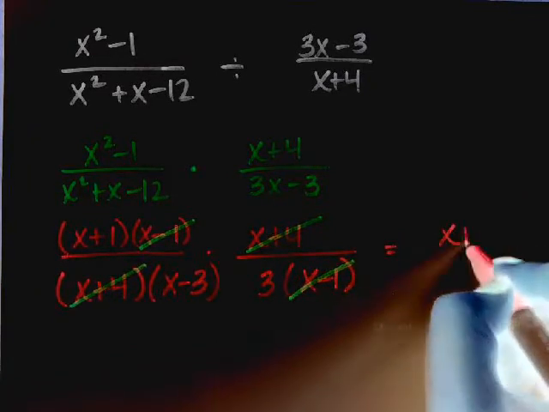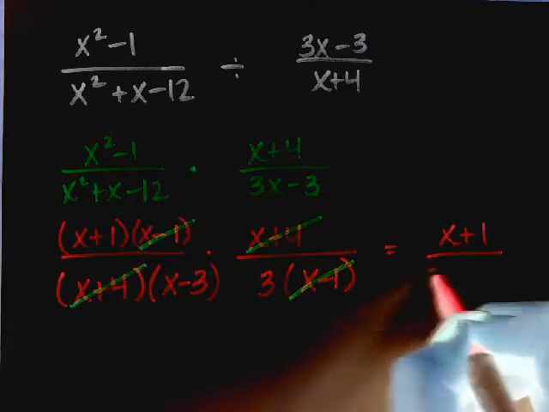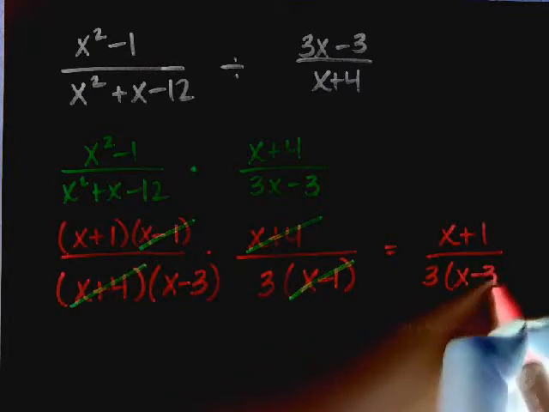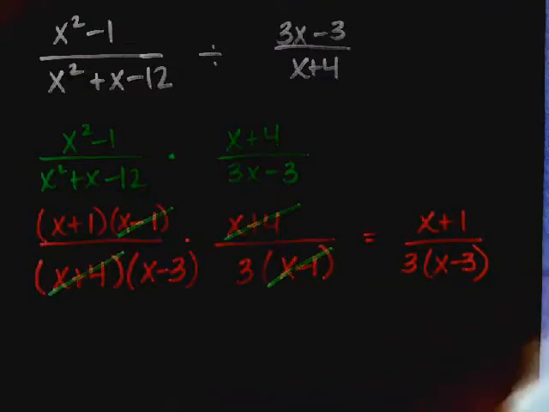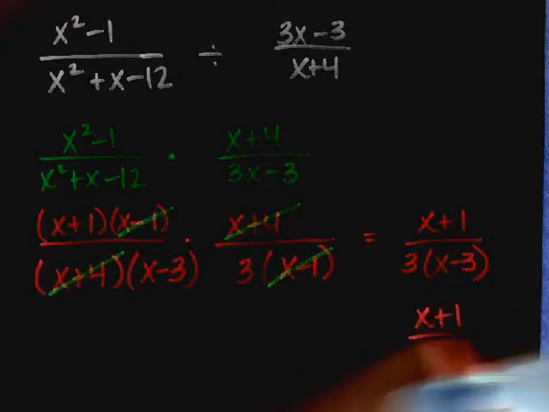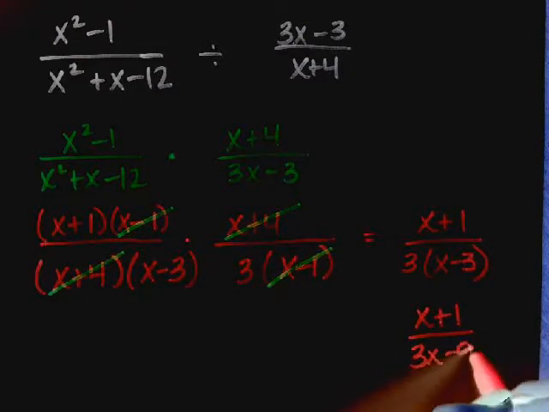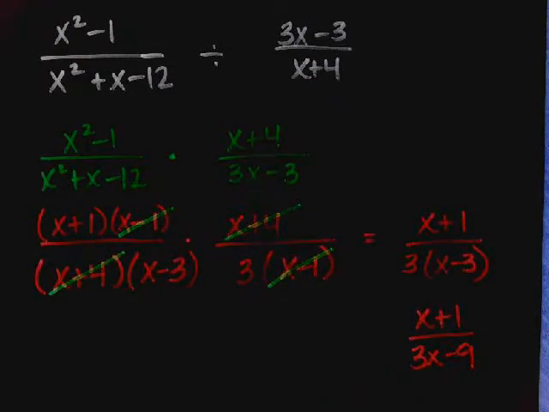So x plus 1 over 3 times x minus 3. You can distribute if you choose to, so x plus 1 over 3x minus 9. Both of those answers are good. All right. That was fun.